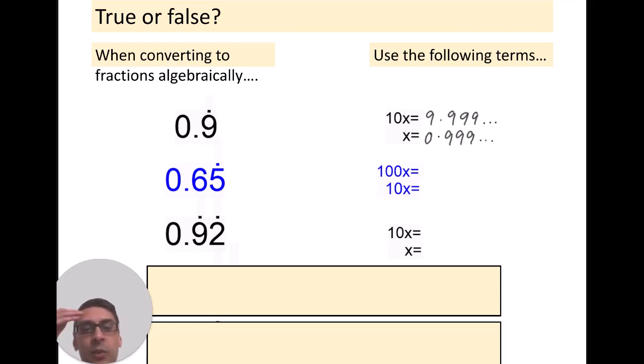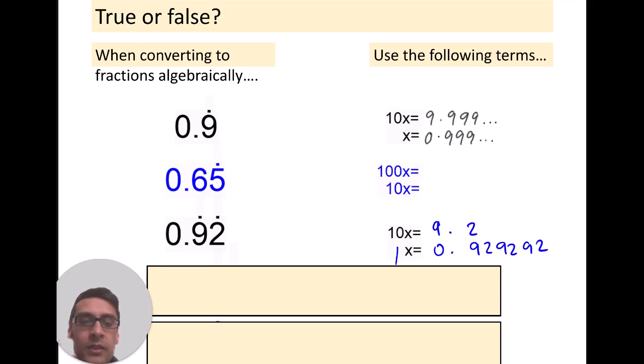Okay, 0.92 recurring. Will 10x and 1x work? Okay, let's have a go. x would be 0.9292. 10x would be 9.2929. That does not work, so that's a false. Okay, next one.